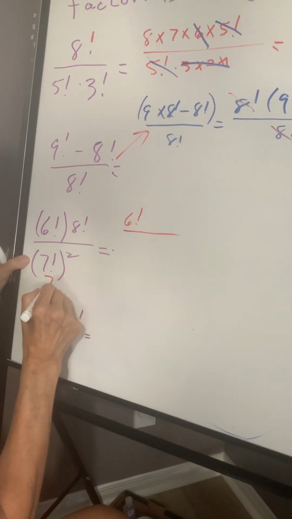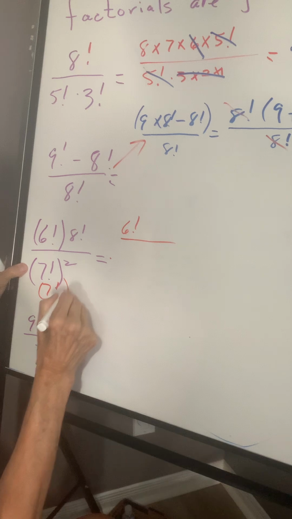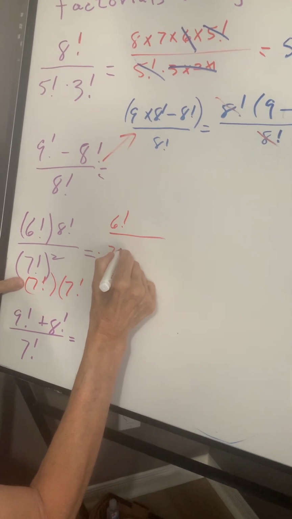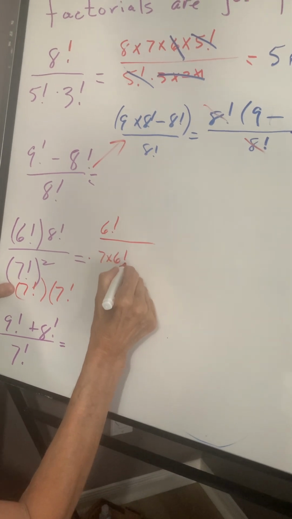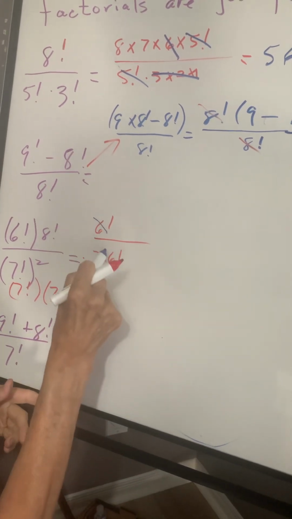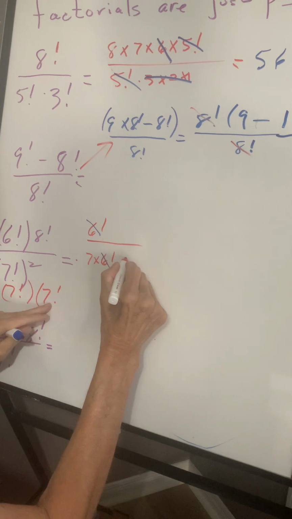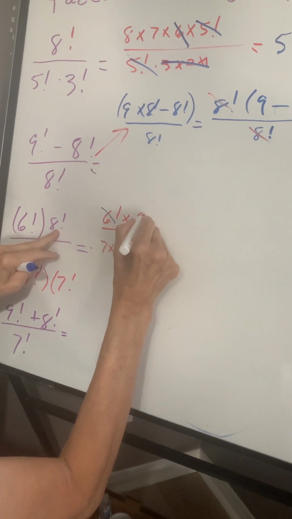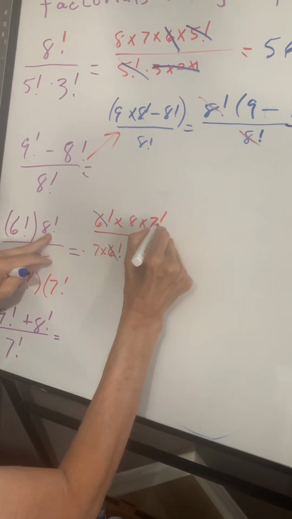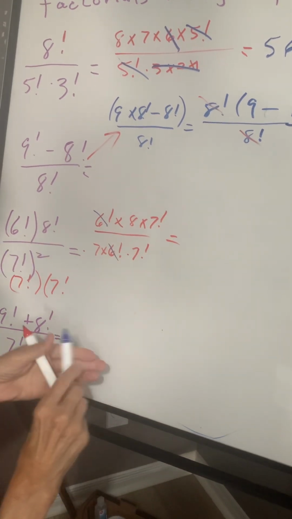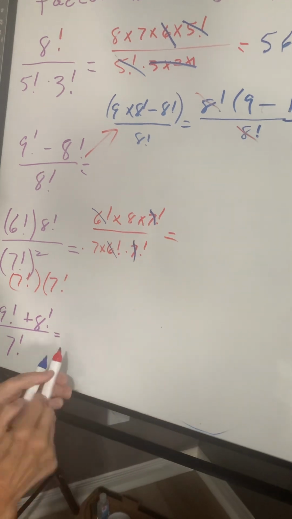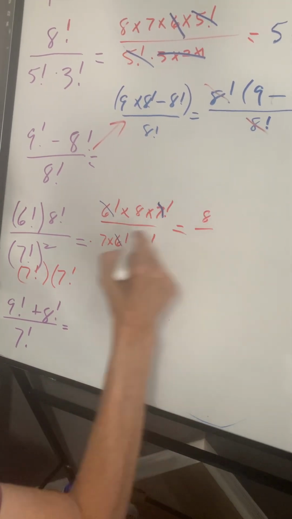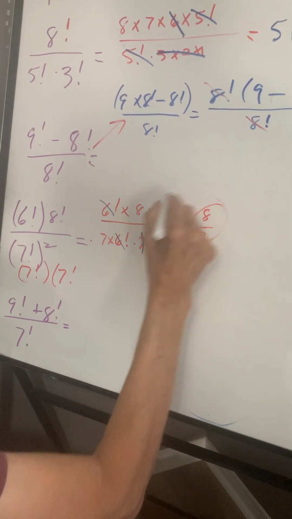This is 7 factorial times 7 factorial. So 7 factorial is going to be 7 times 6 factorial. This will cancel this. Now I have 7 factorial here, so the 8 factorial is going to be 8 times 7 factorial. So this will cancel this. So I have an 8 on the top, and I have a 7 on the bottom. And that's my answer.